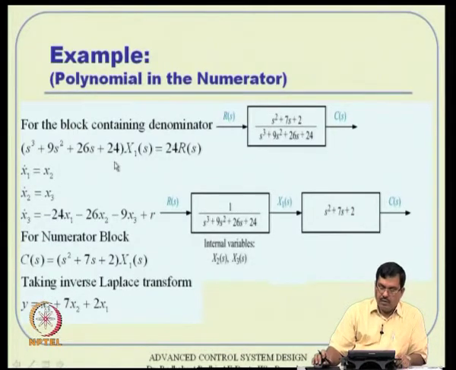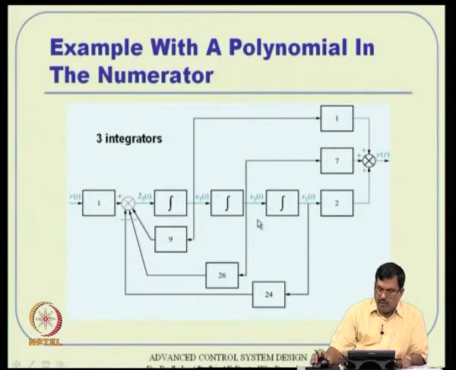So, then we moved on with a polynomial in the numerator. What do you do about that? Then we decompose that into two blocks rather. The first block will give us the same differential equation that we just derived before, and the next one will give us the output equation actually. So, this is how we arrived at these kinds of forms.